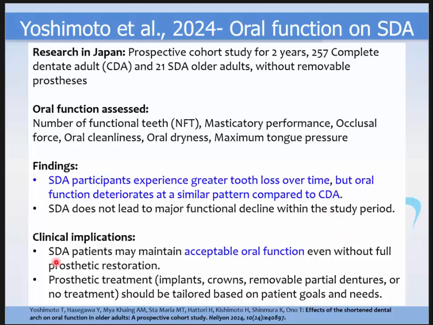And they claim that patients with a shortened dental arch may maintain acceptable oral function even without full prosthetic restorations, and that prosthetic treatment like implants, crowns, and dentures should be tailored based on the patient's goals and needs.